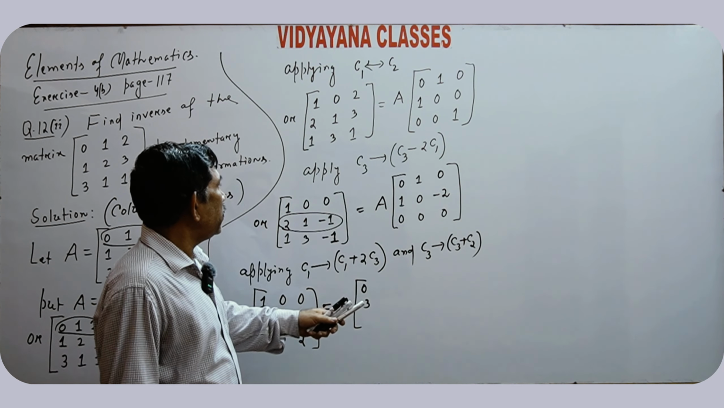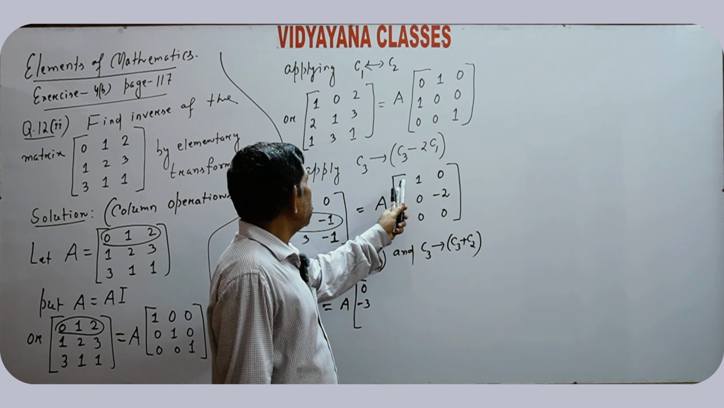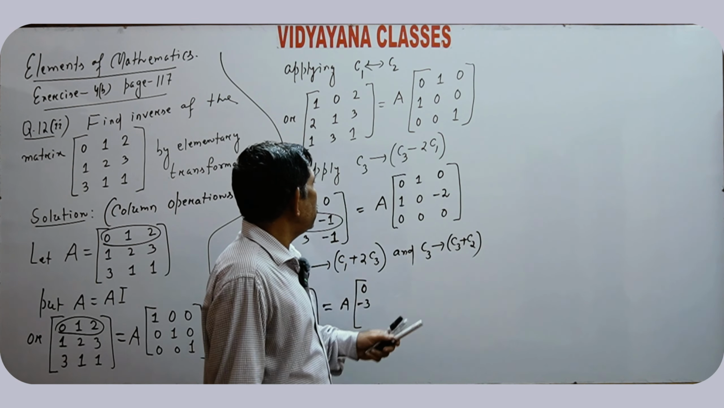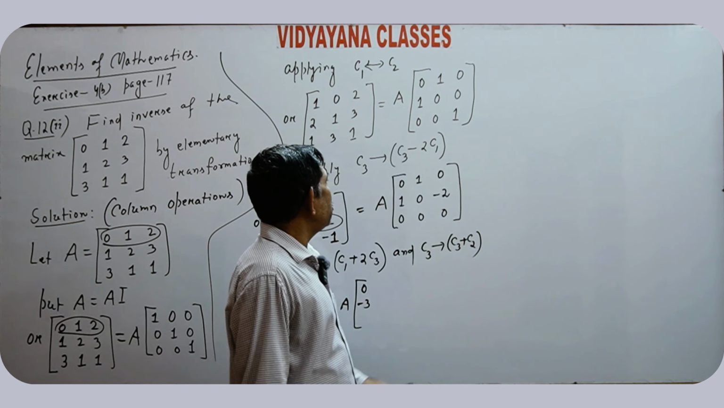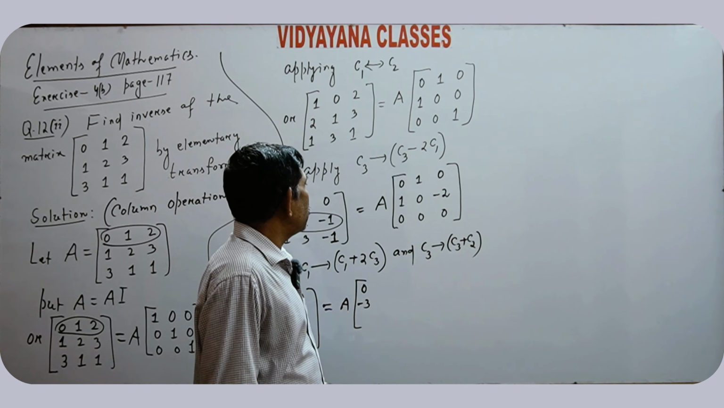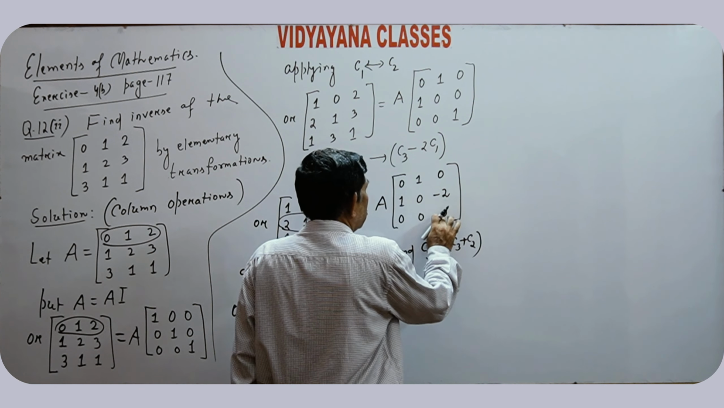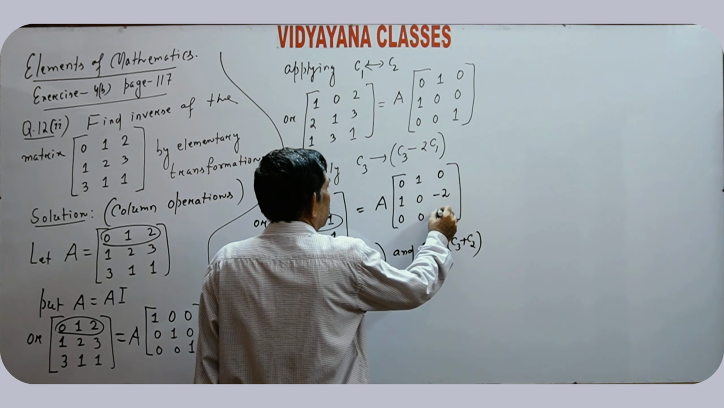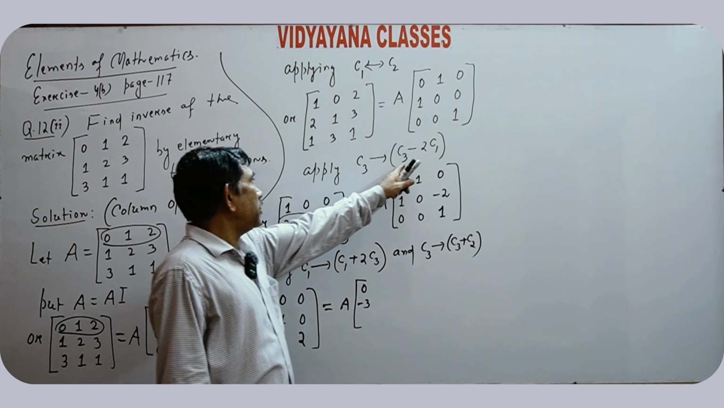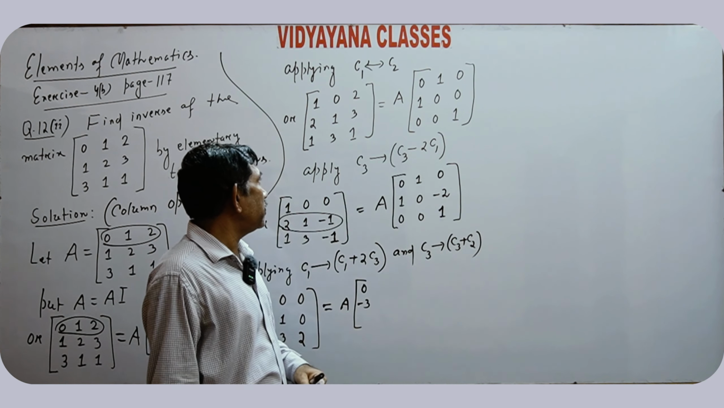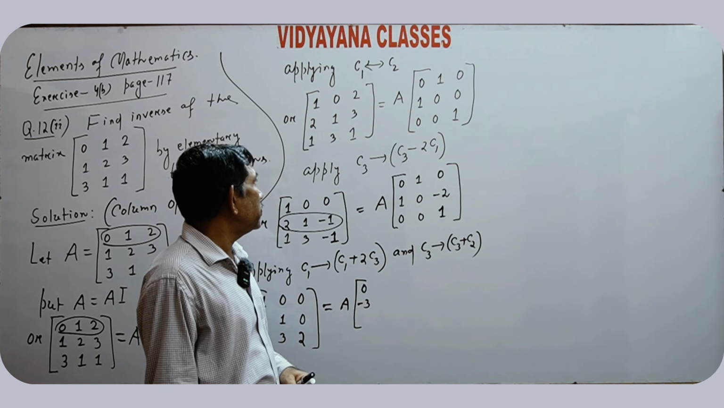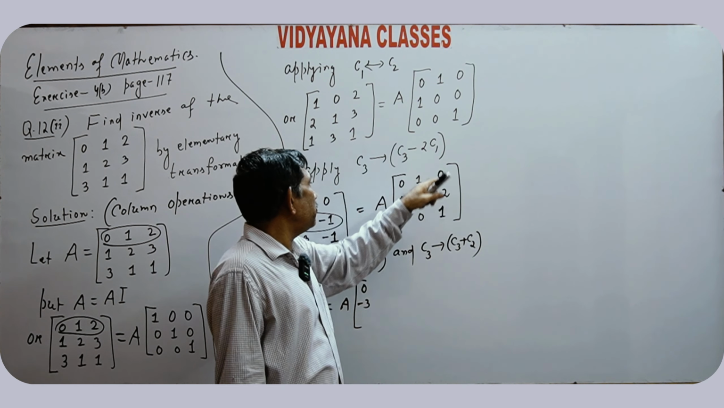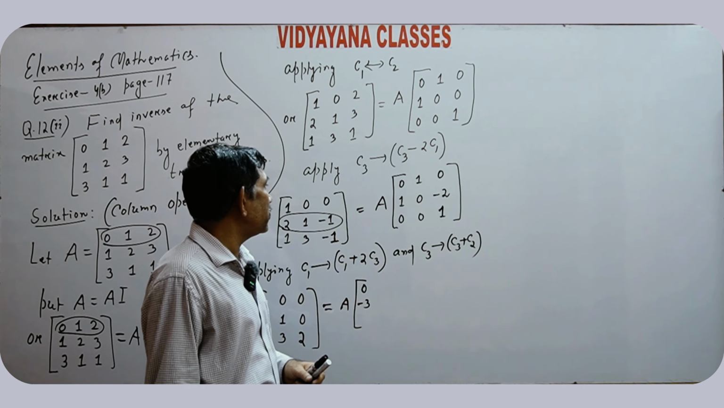Column 3 is replaced by C3 minus 2 times of C1. No change of position. 0 minus 2, 0 minus 2 times of 1, that is minus 2. It is 1.